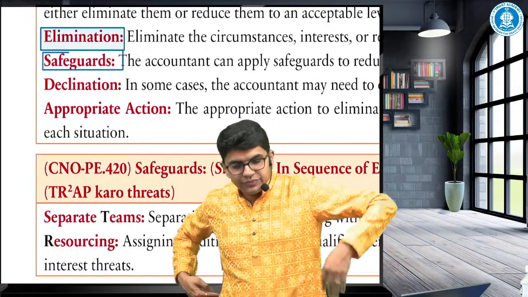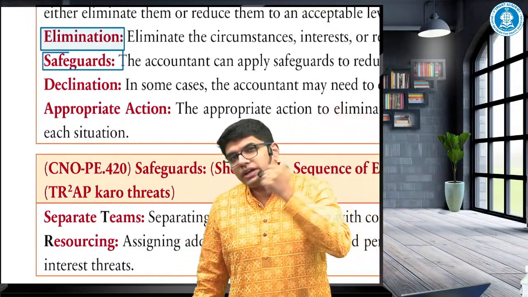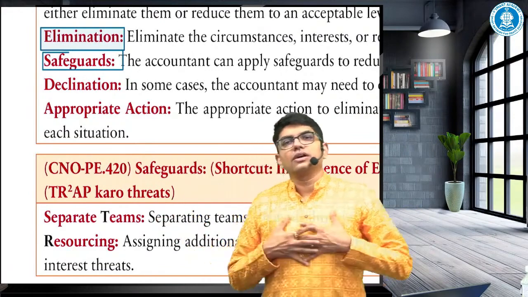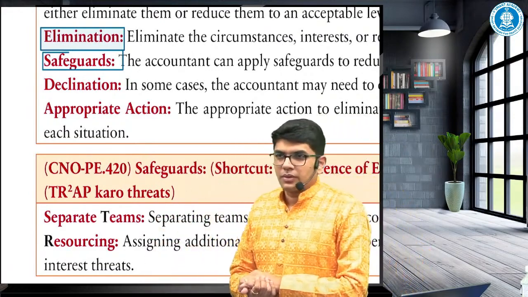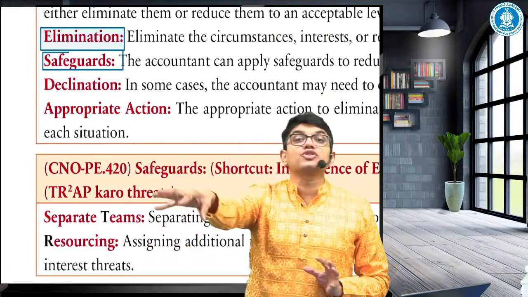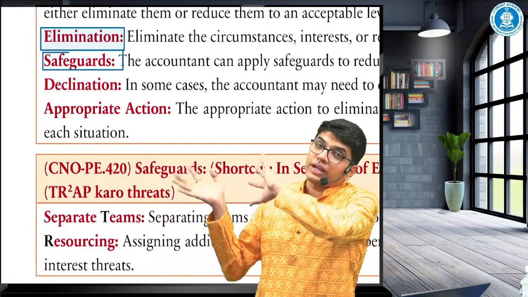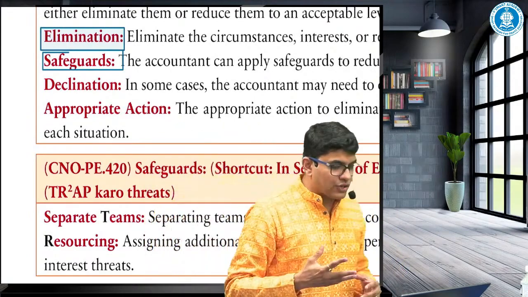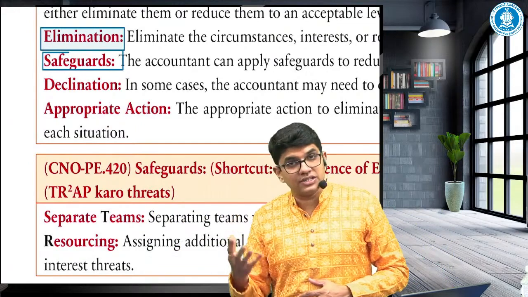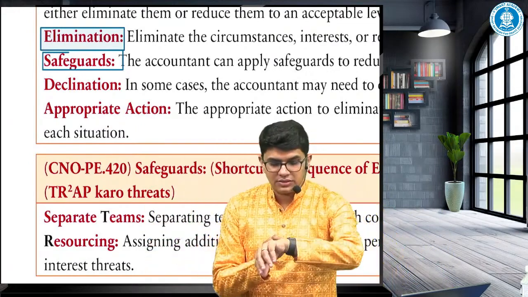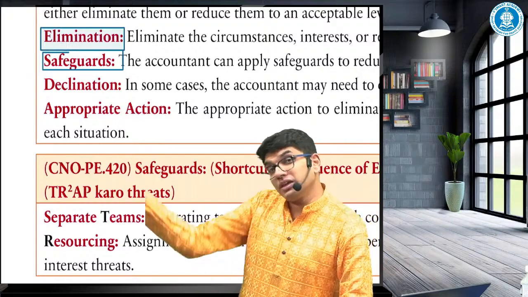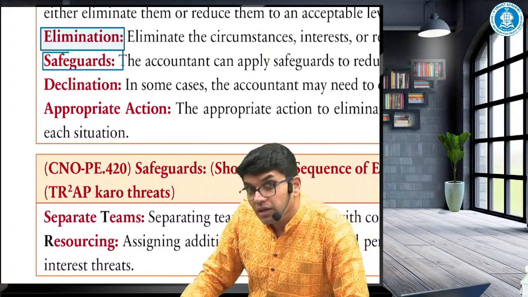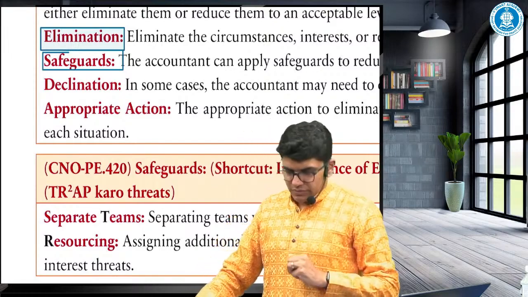Now that's very interesting. Can we apply the safeguards? What kind of safeguards? If I know that my relatives are there, I will ask other team members to work. Can I send someone else who does not have a business relationship, financial relationship, remuneration challenges and so on? Can I appoint someone else instead of me? So think about it. Can I send someone else?